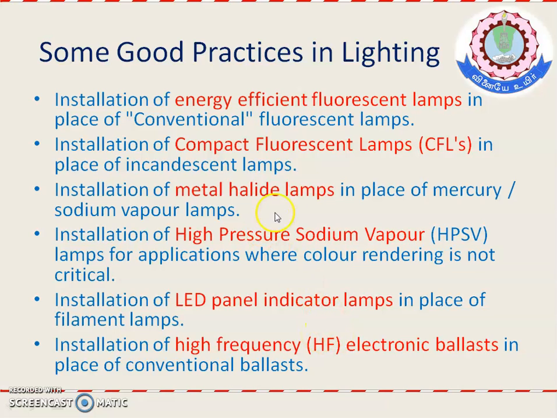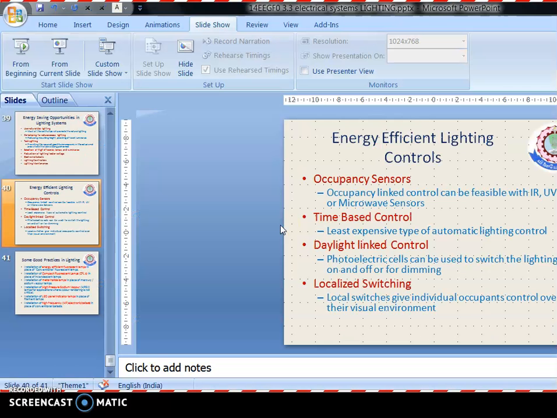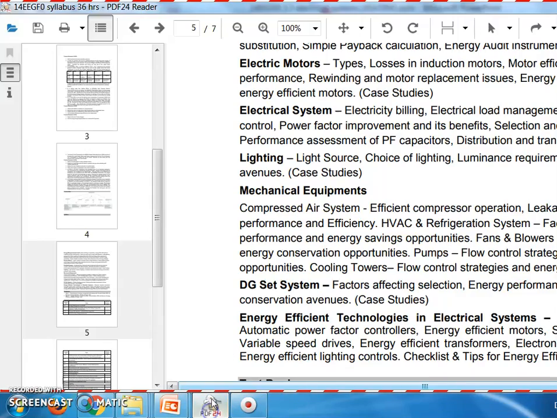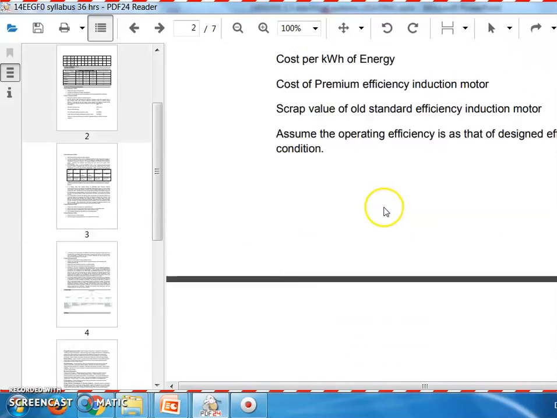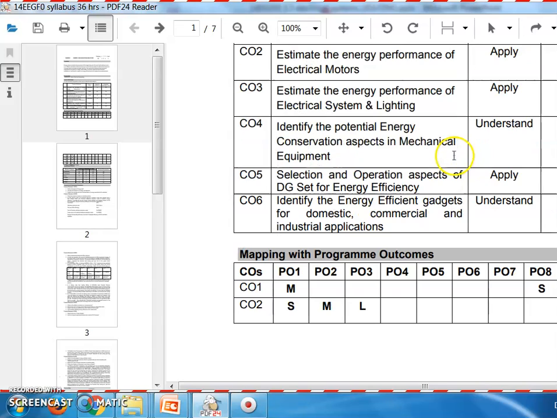Now we will move towards the next topic, that is, the course objective. The next course objective is on the mechanical equipments. See here, course objective 4: identify the potential energy conservation aspects in mechanical equipments, which is only the understand level. So you just need to know what these things are. There won't be any problem on these topics.